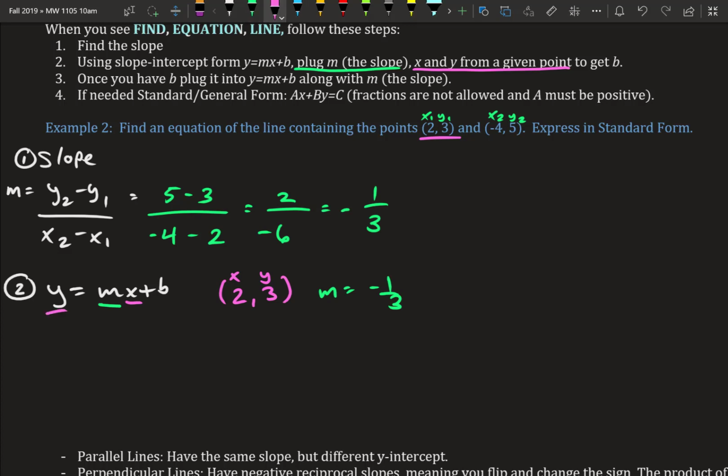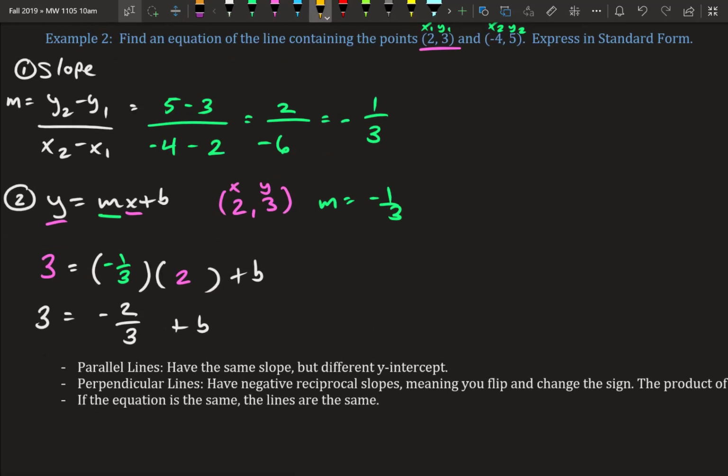All I'm going to do is plug it into this formula. We have y, which is 3, equals m, which is -1/3, times x, which is 2, plus b. We're doing this to get our y-intercept; that's what b is. Let's simplify: we'll have 3 equals -2/3 plus b. We're going to add 2/3 to both sides.